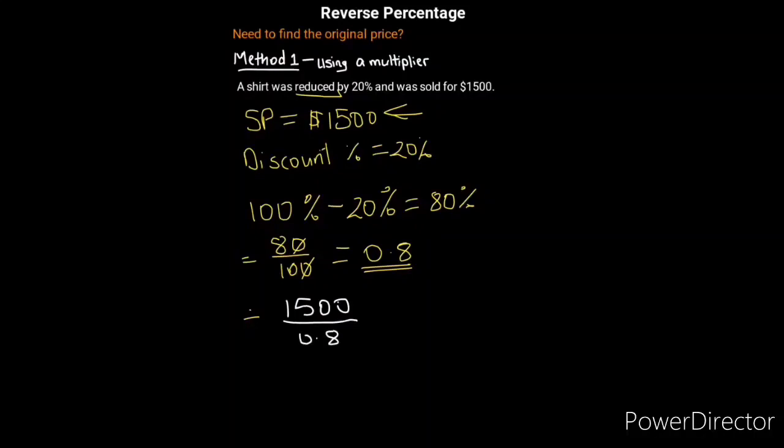Using our calculator, we can find the answer. So 1,500 divided by 0.8, we will have $1,875.